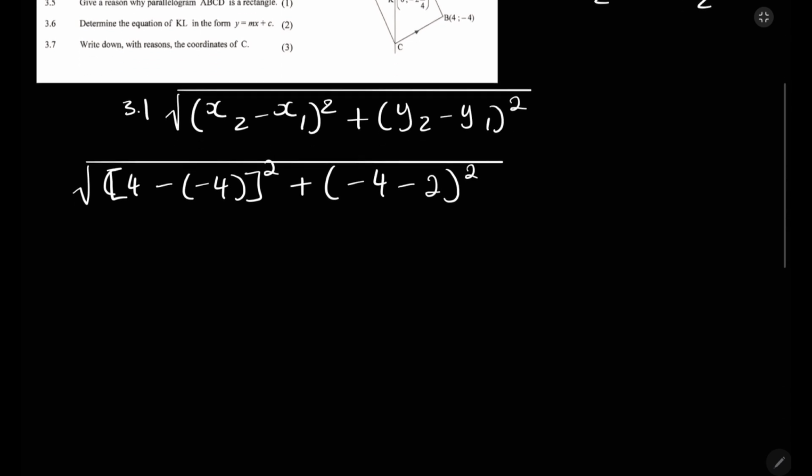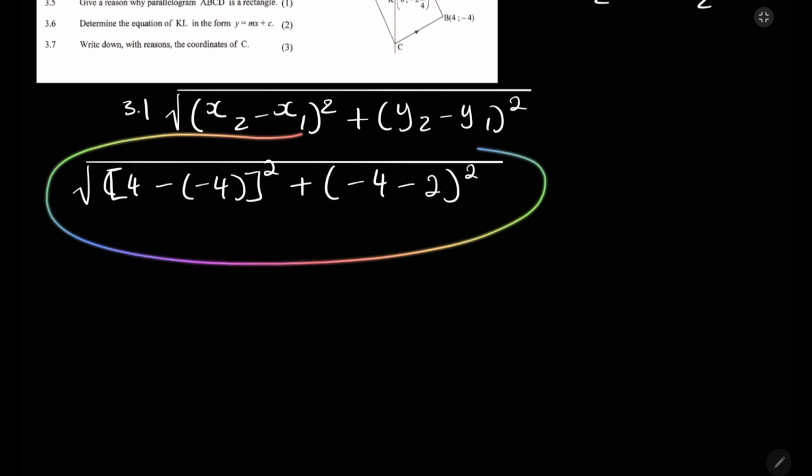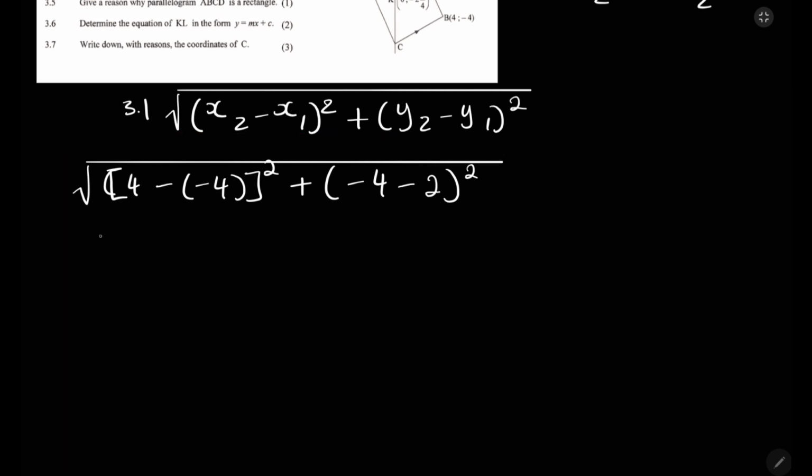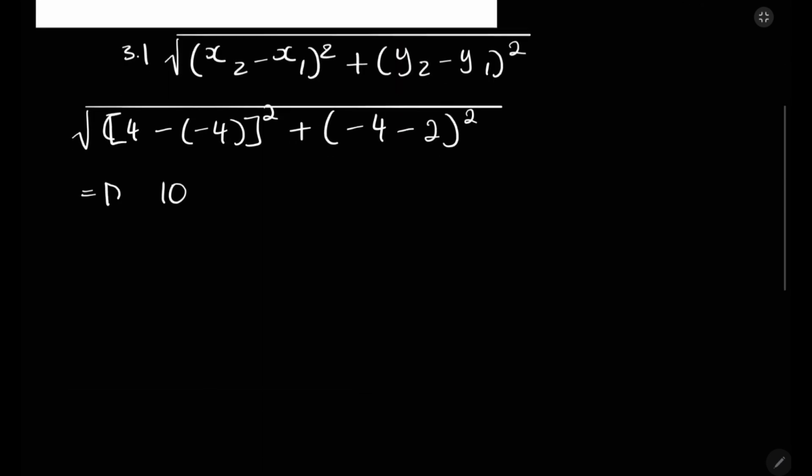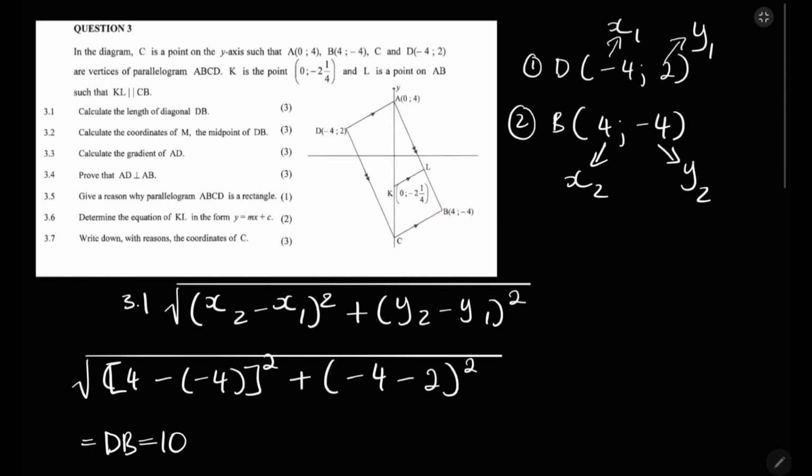When you punch this in your calculator, avoid making any mistakes. Your answer should be 10. Therefore, DB is equal to 10. We've answered 3.1. Let's move to 3.2. Calculate the coordinates of the midpoint of DB.